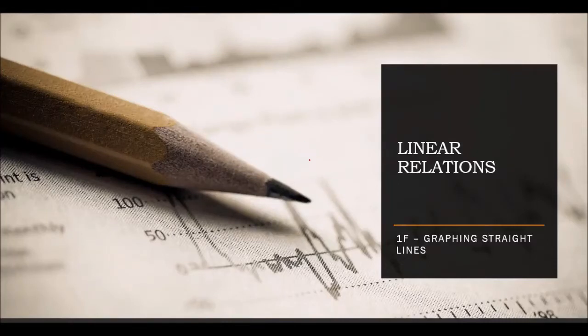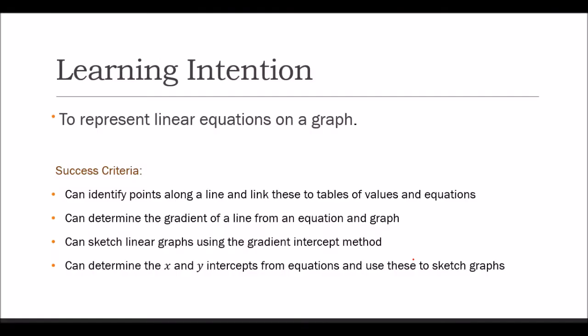Alright students, welcome to the next lesson of our linear unit. This is lesson number 3 out of the 4 for the linear part. And then after we've done this, we'll move on to bivariate data once again and understand how it all connects. So today our lesson is focusing on chapter 1F, learning how to graph a straight line.